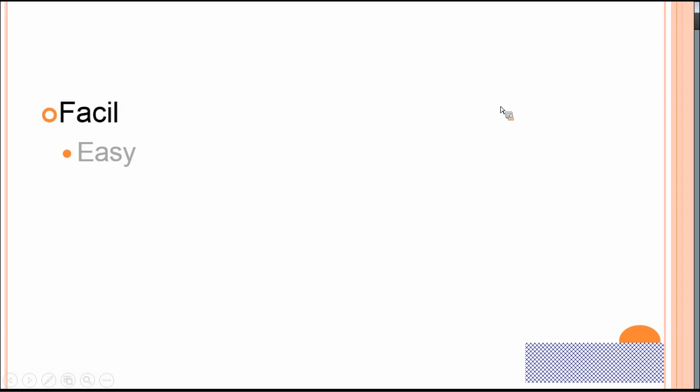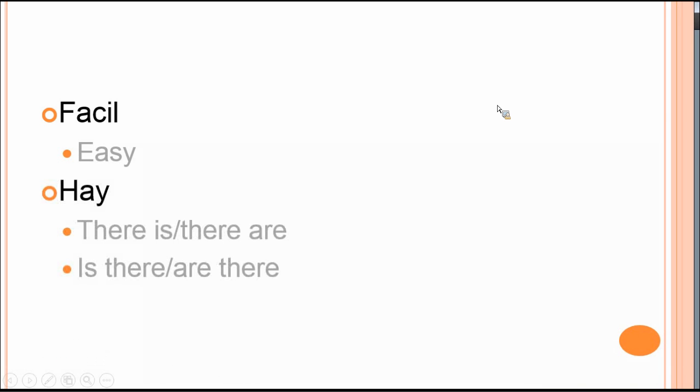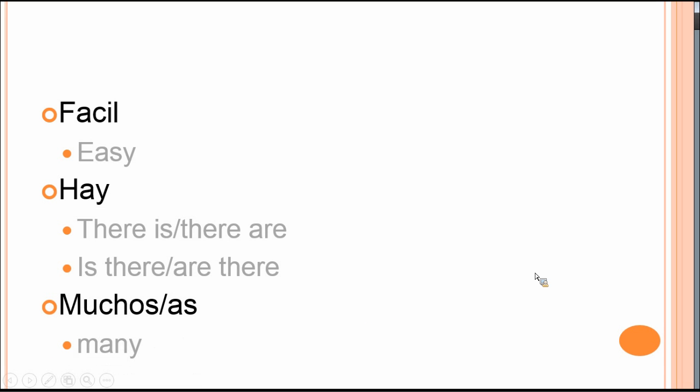Fácil. Hay. So again, here's an example where that H is completely silent. We're not saying hey, we're saying ai. And this is a really useful word and it means 4 different things, right? Just like in English, if we say there is and there are, is there, are there. So you use it both ways for questions or statements. Hay. Muchos or muchas. And now you can recognize that depending on the item we're talking about, it's going to change endings to masculine or feminine.